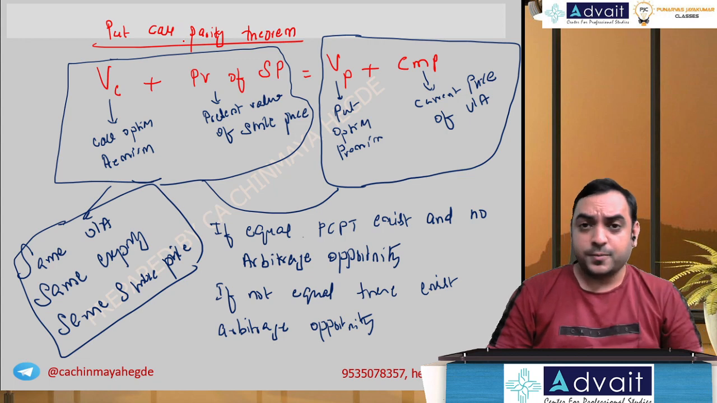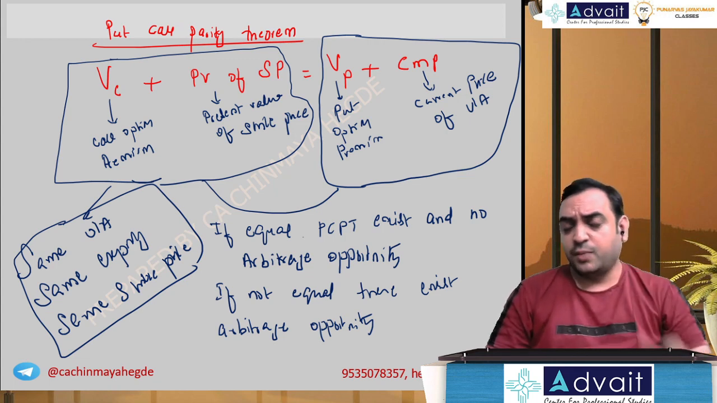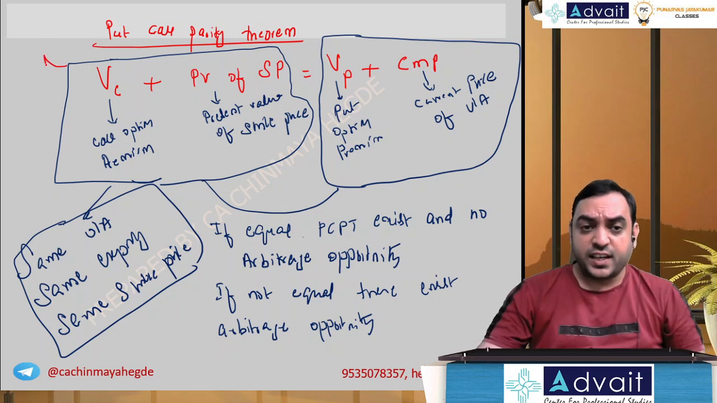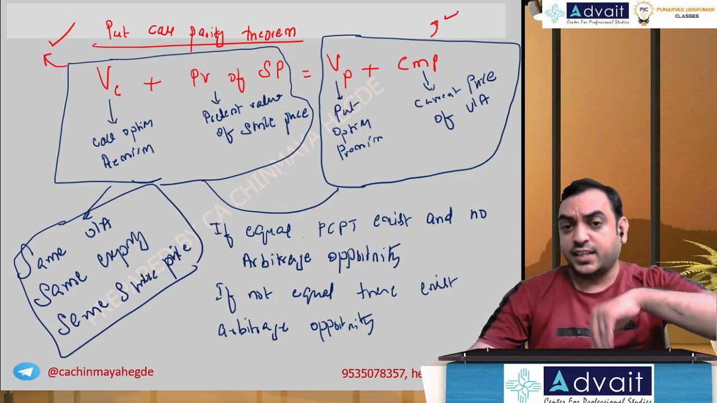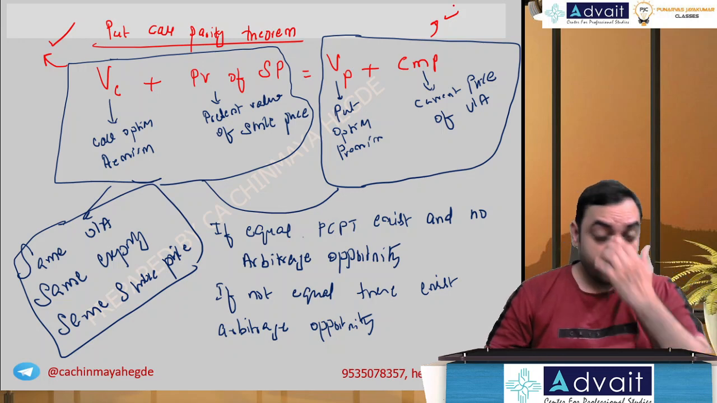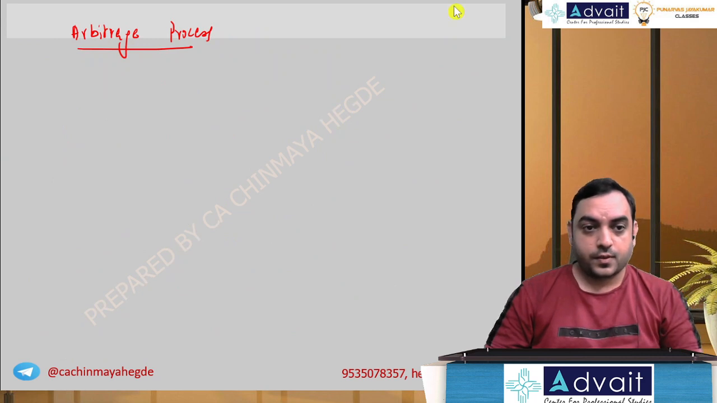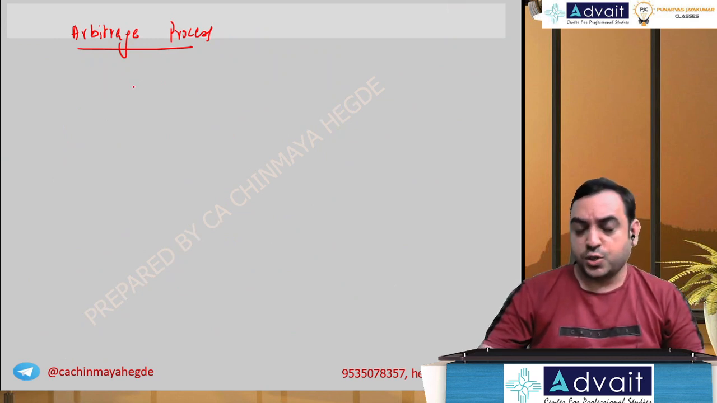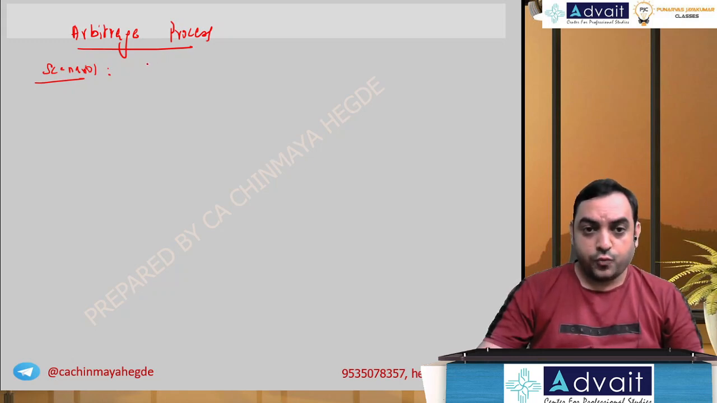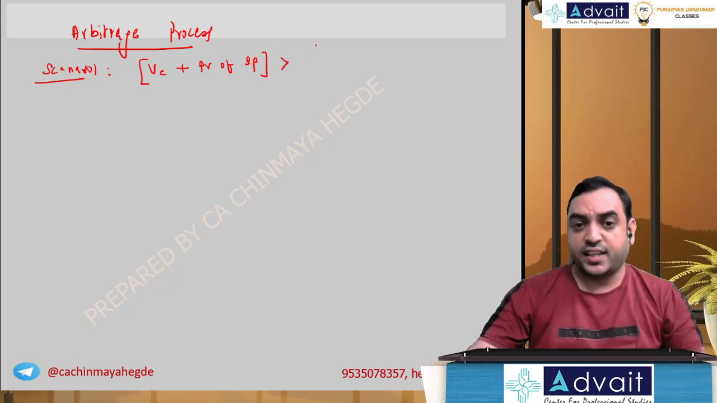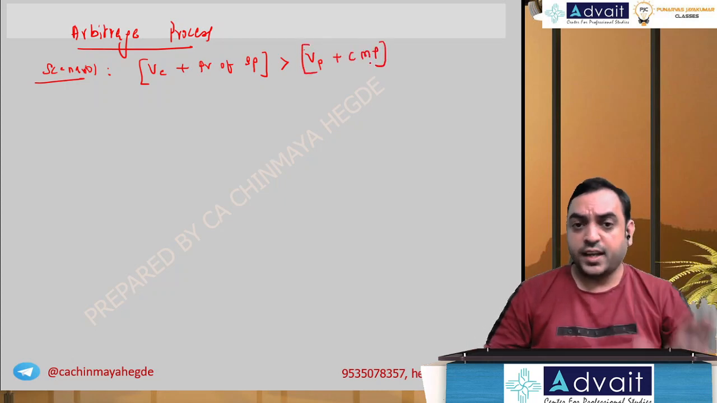Now, two things can happen. If it is not equal, then only the arbitrage exists. Not equal means either the left hand side is greater or the right hand side is greater. Only two situations are possible. Scenario one: value of call plus present value of strike price is greater than the right hand side, which is value of put plus current market price. Correct? This is one situation.